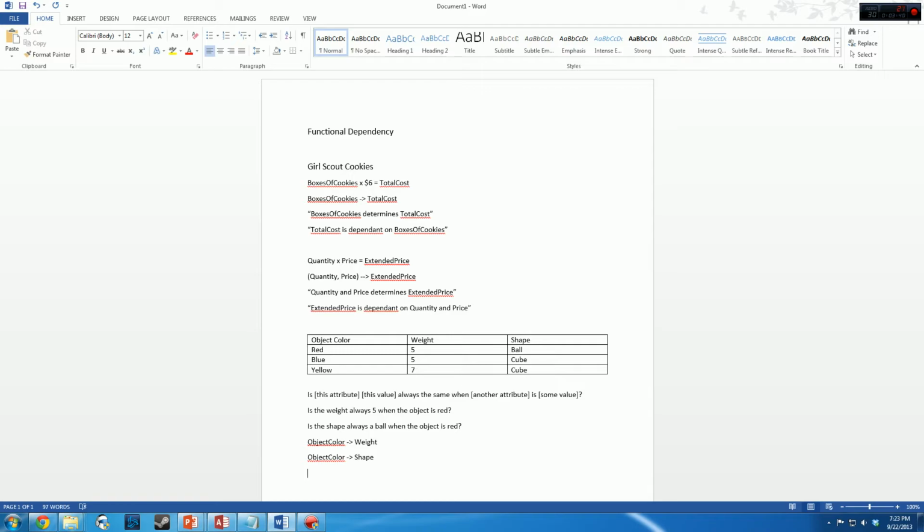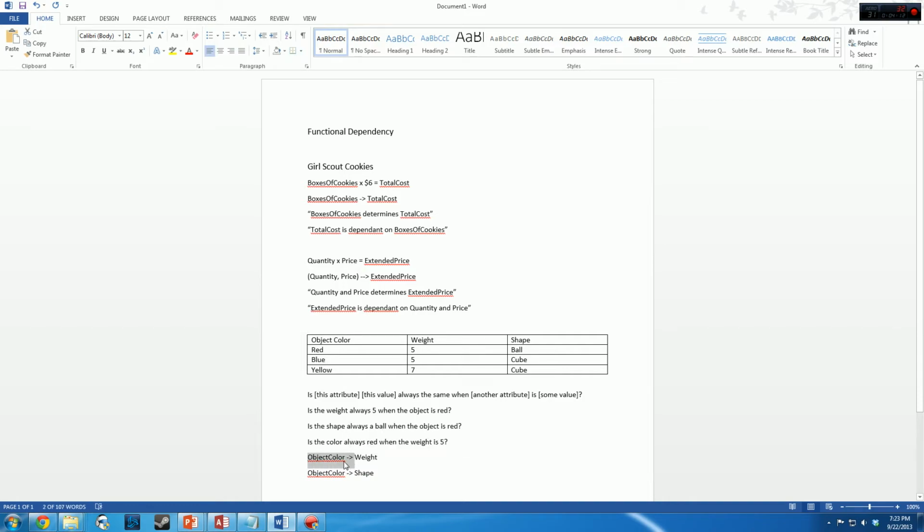So what else do we have? Does the weight determine the shape or the color? Okay, is the color always red when the weight is 5? Well, let's see. We have two objects that weigh 5. One's red and one is blue. So no. If the weight is 5, the object color can be different. So there is no dependency there.